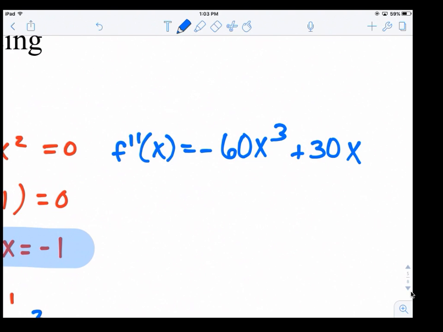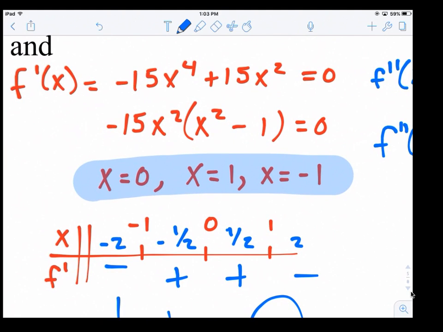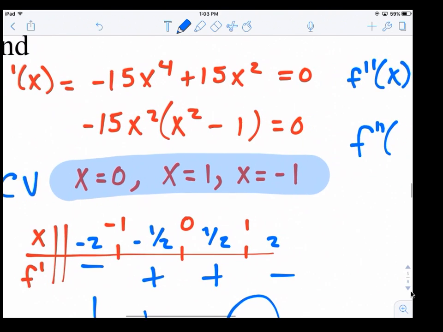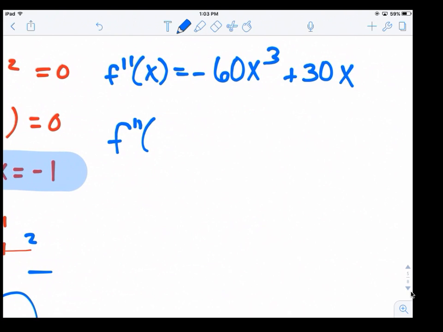We go with that? All right, so we got f double prime. You're going to plug in your critical values, which are those. You can if you want, you don't have to, because we're not trying to find any inflection values from the second derivative. We're just trying to evaluate this function and tell me if it's either positive, negative, or 0. So you're more than welcome to, but you don't have to.